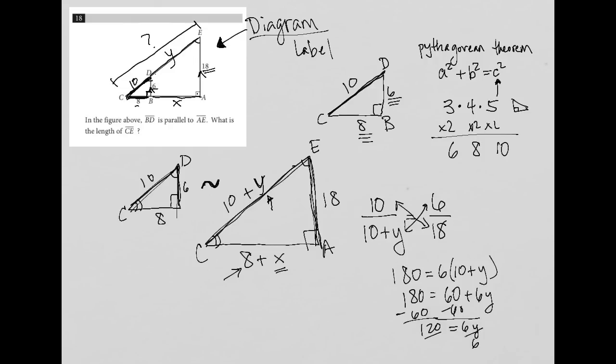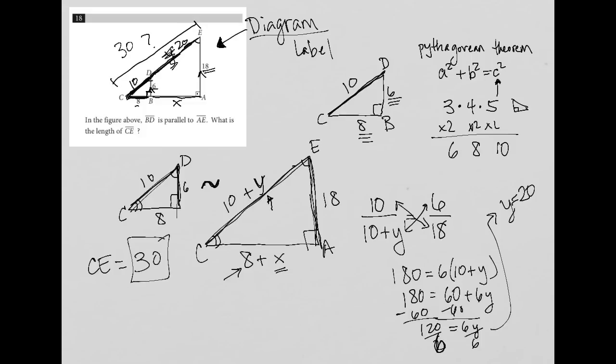Divide by 6, and what I'm left with is y is equal to 20. But again, the question is not asking for y, because y only represents DE. The question wants CE. So if C to D is 10 and y I now know is 20, then the distance from C to E must be 30. So CE equals 30, and there is your final answer to this question.